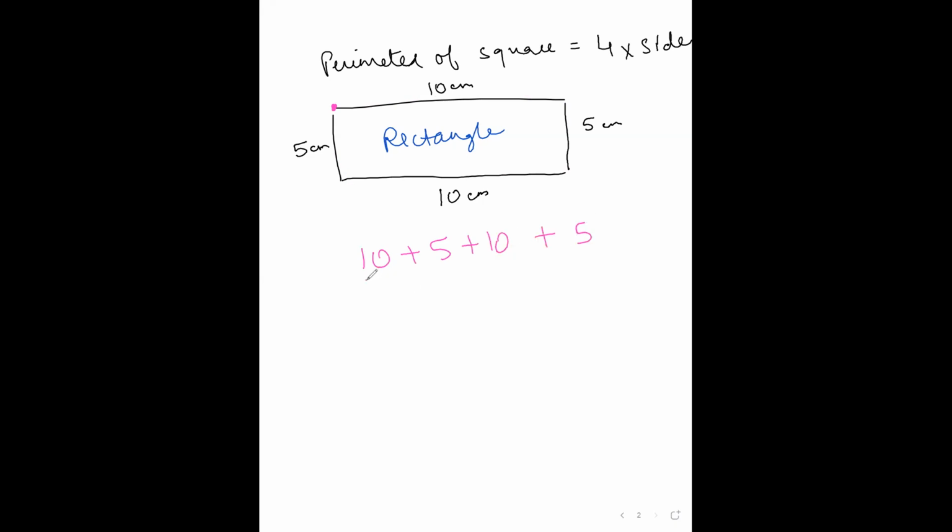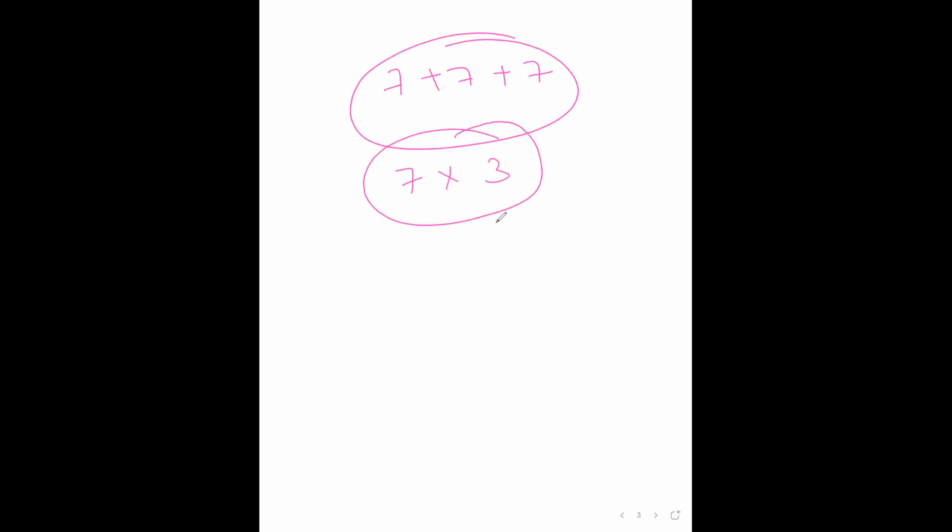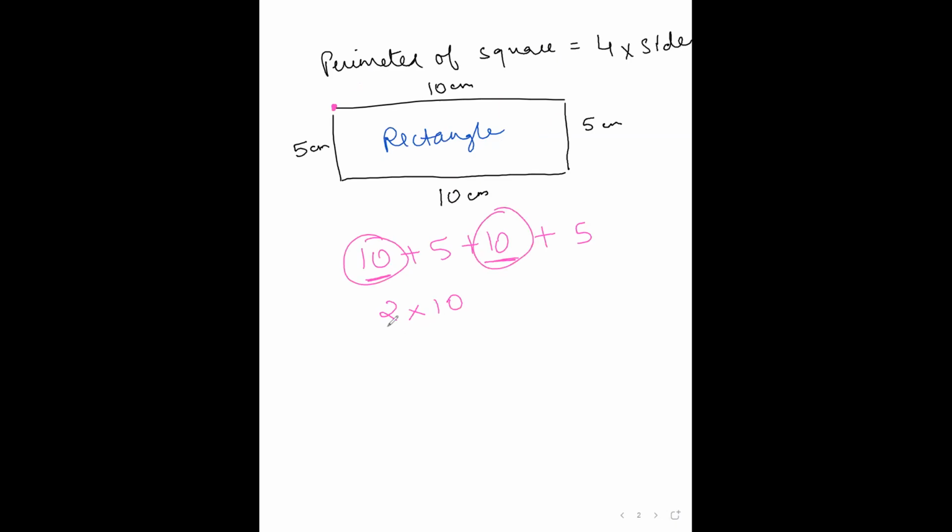So 10 plus 10, we can say 2 times 10, right? How? Hiba, if I write over here 7 plus 7 plus 7, what does this mean? 7 times 3. Yes, that's the same thing we are doing here. 10 is added 2 times. That's why I've written 2 times 10. Okay, understood.